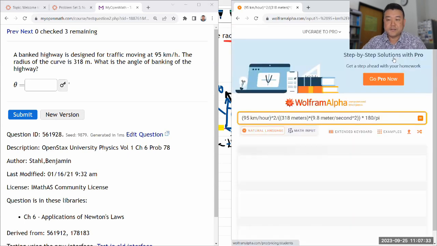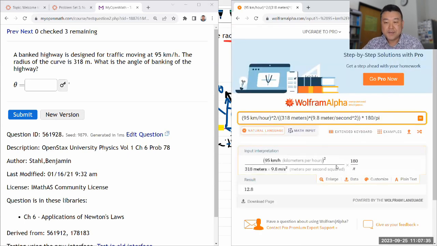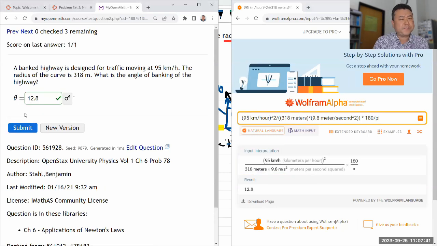I guess it doesn't understand what I mean by n. Okay, so this should be angle in degrees, 12.8 degrees. That feels pretty steep for a banking over a roadway, I think. But 95 kilometers per hour is also a pretty fast speed. So yeah, that's this question.